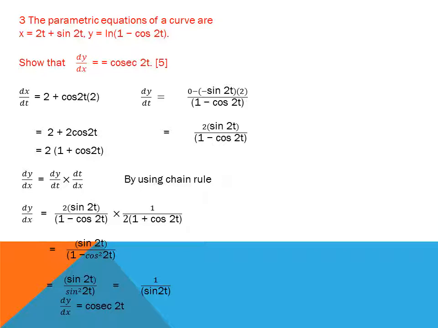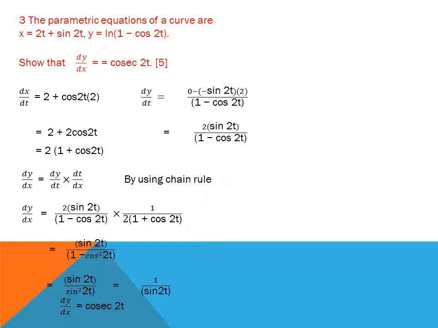Dx over dt is equal to the derivative of 2t, which is 2, and the derivative of sine 2t is cos 2t, and further the derivative of 2t is 2. In this way I will find the final expression 2 into 1 plus cos 2t.